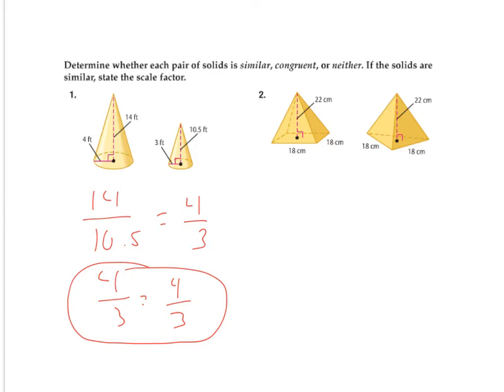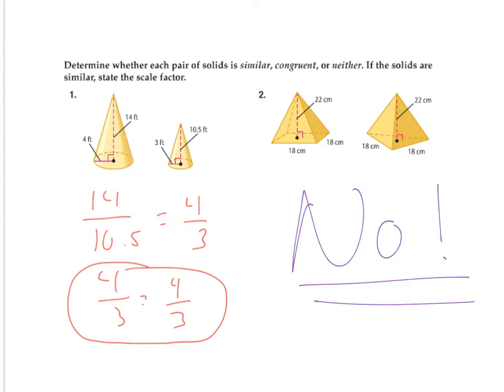In this second one right here, this is a square pyramid. This is a triangular pyramid. Well, guess what? No, they're not similar. We're done.